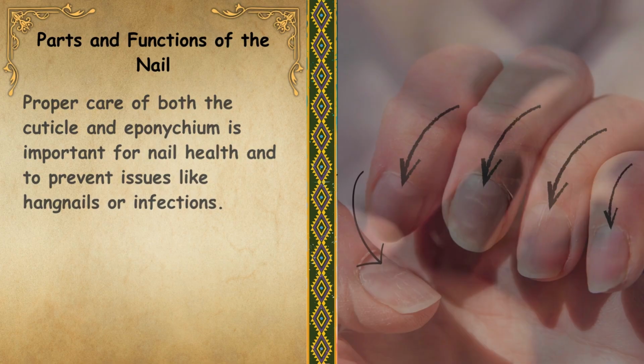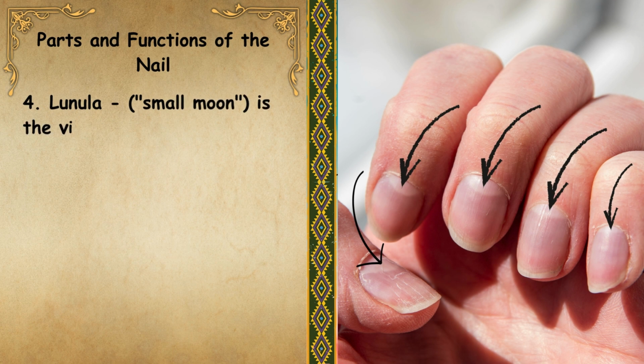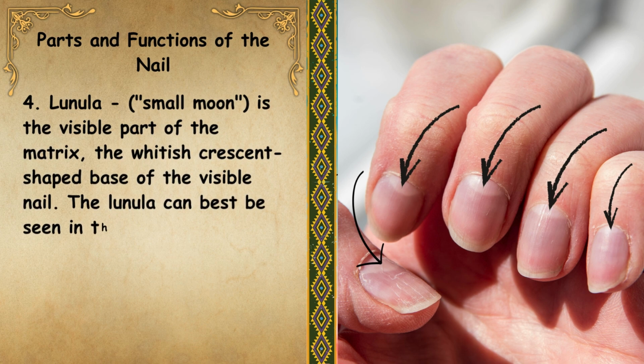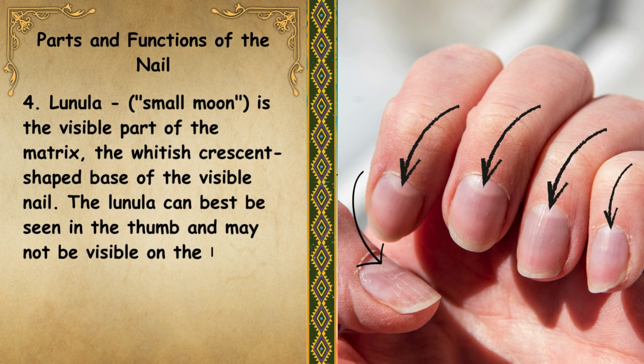Proper care of both the cuticle and eponychium is important for nail health and to prevent issues like hangnails or infections. 4. Lunula or small moon is the visible part of the matrix, the whitish crescent-shaped base of the visible nail. The lunula can best be seen in the thumb and may not be visible on the little finger.